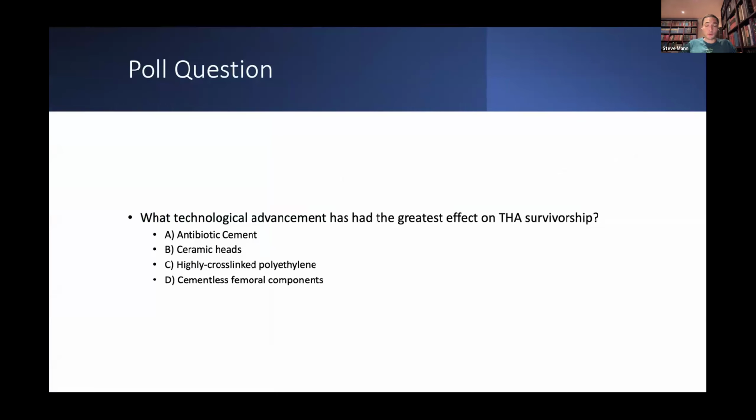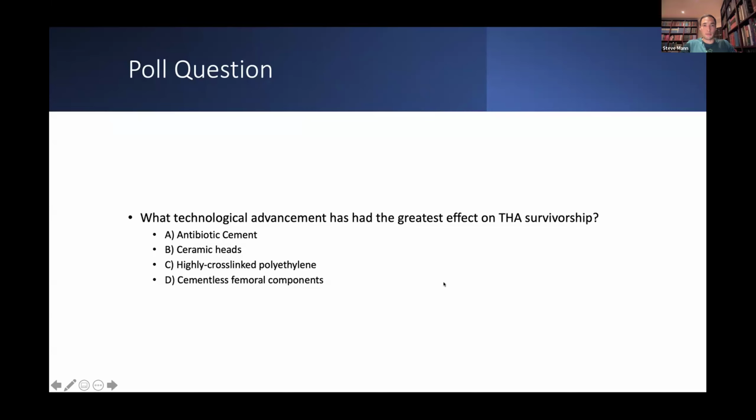But you've probably noticed we don't do hips like that anymore. So we've had technological advances since then. And so the question here is, what's the technological advancement that's had the greatest effect on how long hip replacements last nowadays? So you've got four options there.